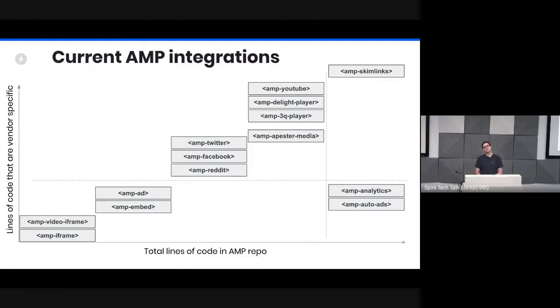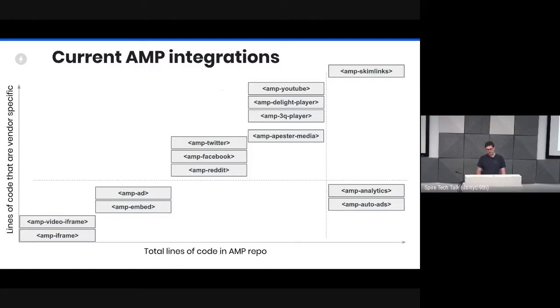As we move up and to the right a little bit, we have things like AMP Ad. It's pretty similar to AMP iframe, but our AMP runtime will also provide a JavaScript API to the iframe. And a big difference is the vendor will check in a config file, right? So AMP iframe, no code at all. AMP Ad, we have a config file.